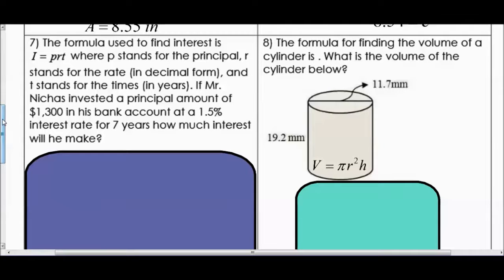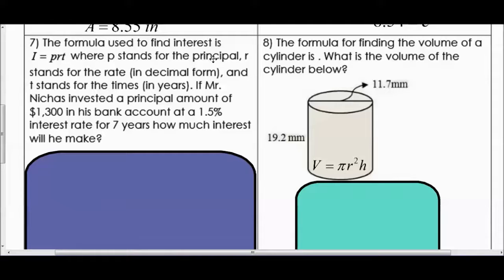Number 7 uses the interest formula. That's I equals PRT, where P stands for the principal. It's not really clear there what principal means. Principal is the amount that you start off with. Like if you're taking out a loan of $20,000, $20,000 is the principal amount. If you start a bank account with $5,000, the starting amount, that's the principal amount.